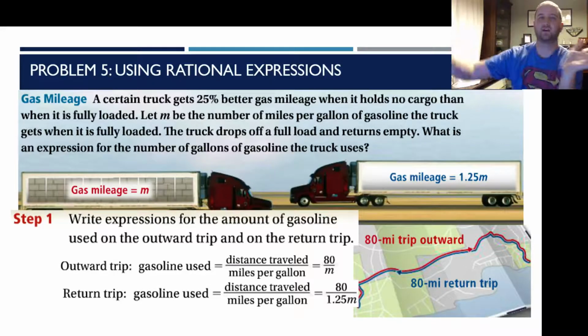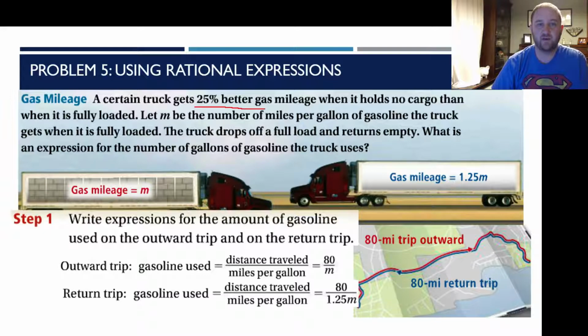When a truck is full of cargo, it's going to be heavier, so it's going to get fewer miles per gallon than something that's lighter, right? Something without any cargo in it. So a certain truck gets 25% better gas mileage when it holds no cargo than when it's fully loaded.